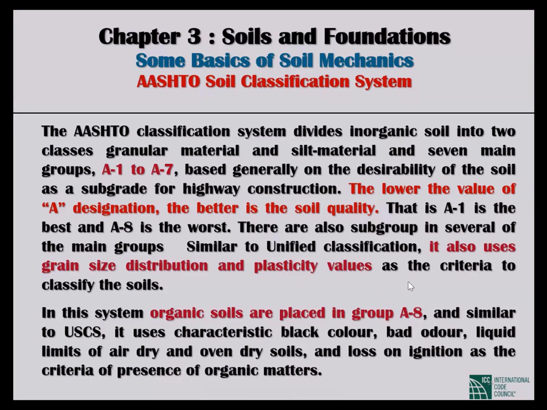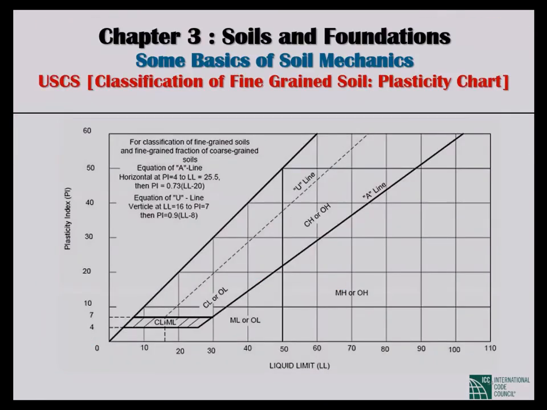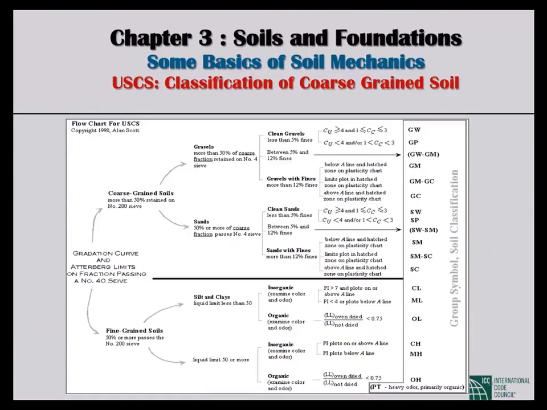So how would you determine whether that particular soil is organic or inorganic? First of all, you have to look into the color. In both the cases, both in unified and AASHTO classification systems, you have to look into the color. If the soil is black in color, you must be suspicious that that soil could be organic soil. Then you smell the odor. If you find a very bad smell, then definitely it is organic soil. Then you have to go for two liquid limit tests. I show you over here.